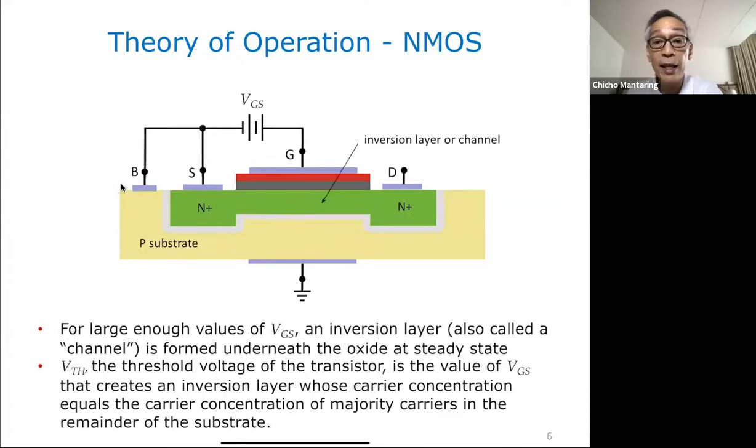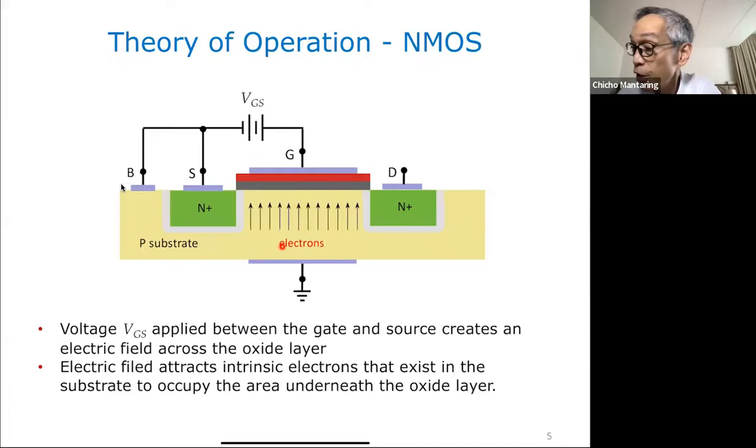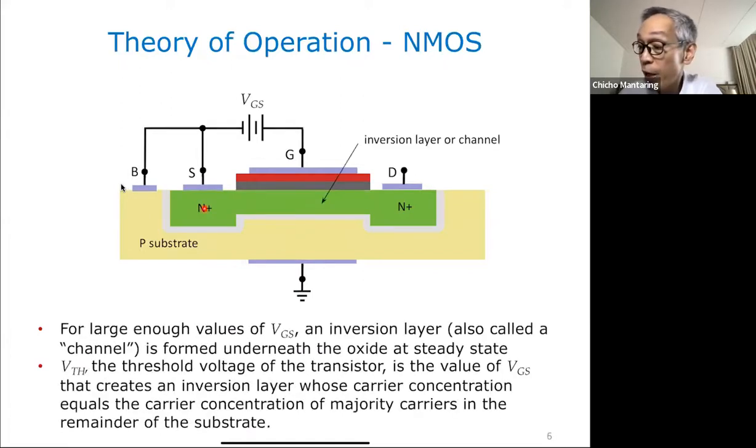So that at steady state, this becomes n-type. When there are a lot of electrons, of course, that depends on the value of VGS. But when a lot of electrons are now in this area, that area becomes n-type, and you can no longer distinguish where the source and drain is as opposed to this region. We call this an inversion layer. We also call it a channel.